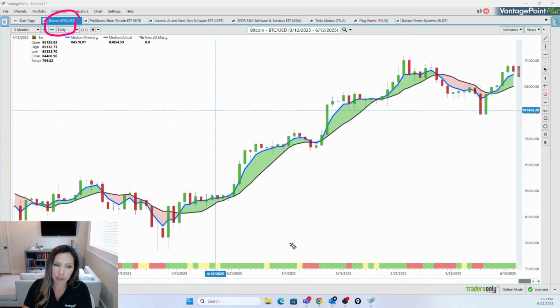And I promise you, again, it's very, very easy. We're really looking for 4 main things when it comes to identifying a trend. And so when we're looking for a trend, in VantagePoint, we're looking for primarily our crossover here. Now, this crossover is not just a moving average crossover. This is actually a predictive moving average crossover.